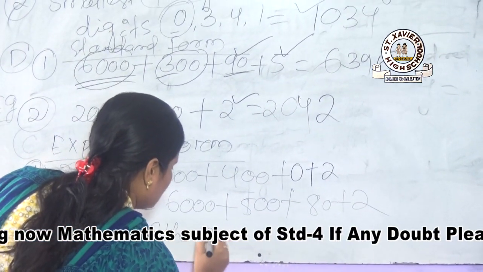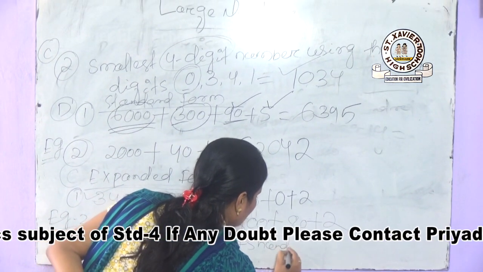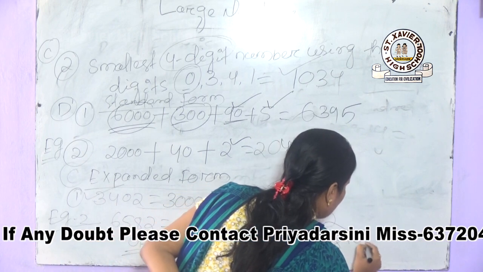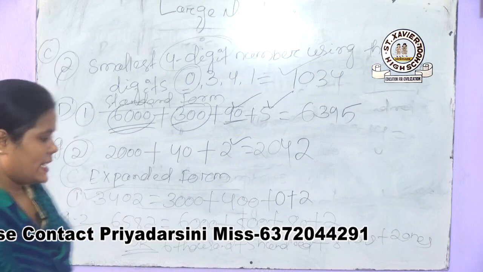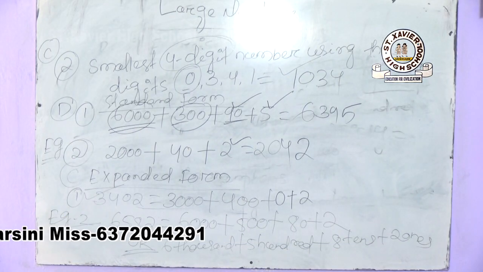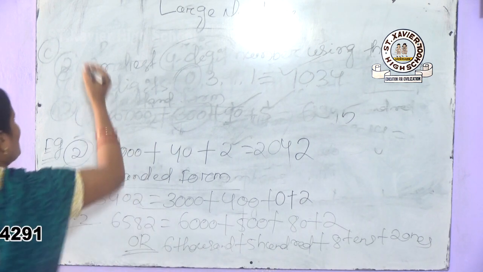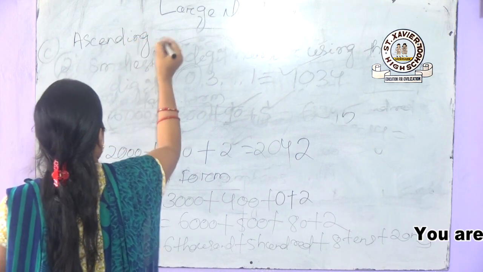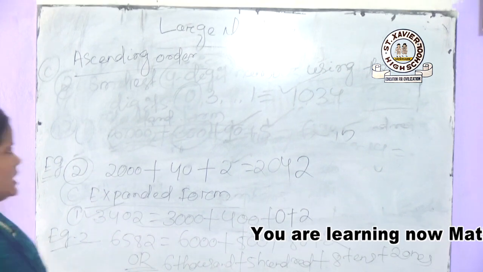6000 plus 500 plus 8 tens plus 2 ones. Okay, so we can write in this way also and we can write in this way also. So now come to ascending order. Ascending order means increasing order.